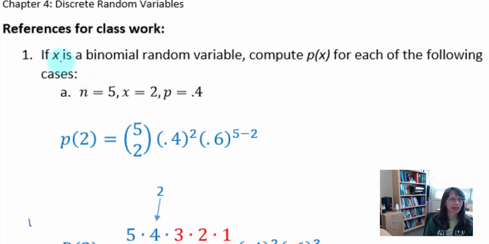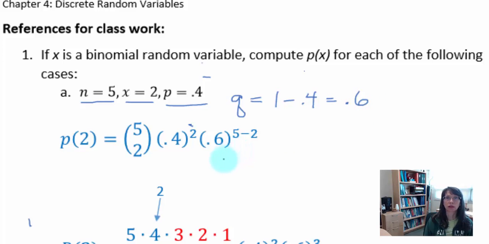For the first problem, we have x is a binomial random variable. Again, binomial random variable means that there are going to be two outcomes possible. Either the event happens or it does not happen. We're going to compute the probability of x for each of the following cases. So in example A, we have n is equal to 5. That means there's a total of 5 trials. X equals 2. That means we are looking for the probability of 2 successes out of n number of trials. So 2 successes out of 5 trials. P is our probability of success. So we have a given p-value of 0.4. So what we need to calculate is the value of the complement, or Q. So Q is found by taking 1 minus the p-value. 1 minus 0.4 would leave us Q is equal to 0.6.